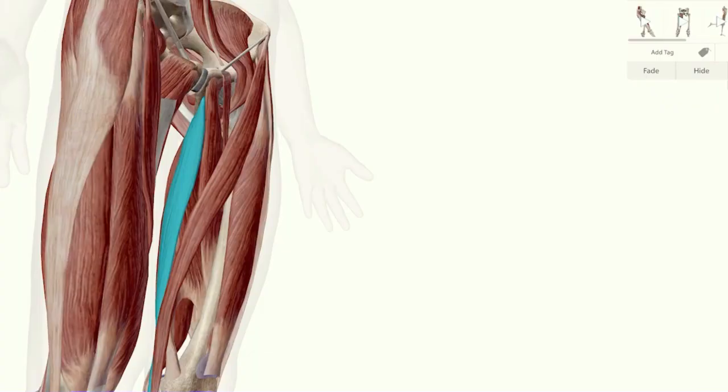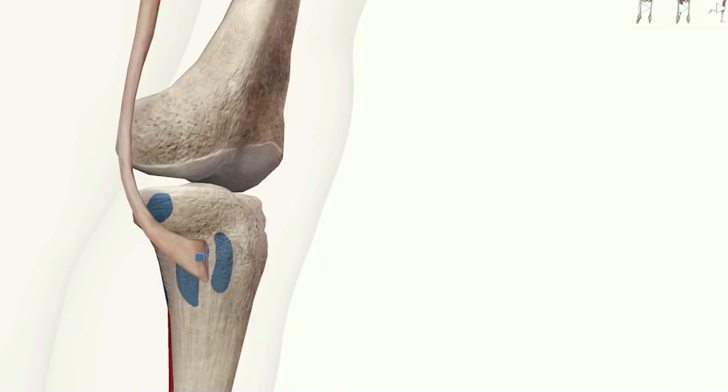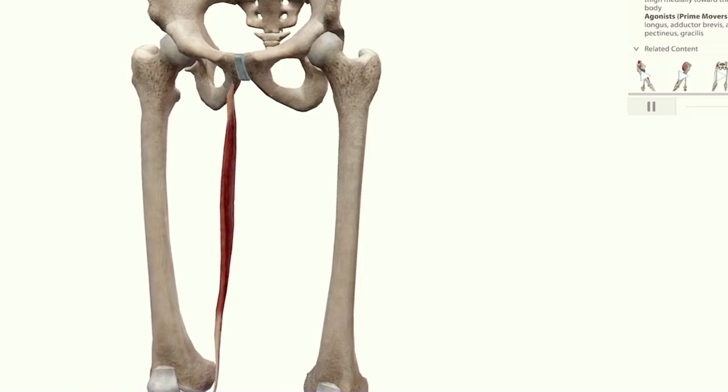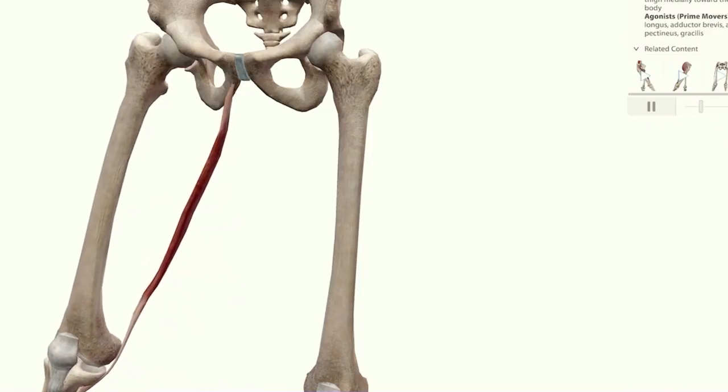Lastly, let's examine the gracilis muscle. Notice its origin from the inferior pubic ramus and its insertion onto the medial anterior tibia. It's essential for hip adduction, flexion, and medial rotation. And you guessed it, the obturator nerve is its innervation.